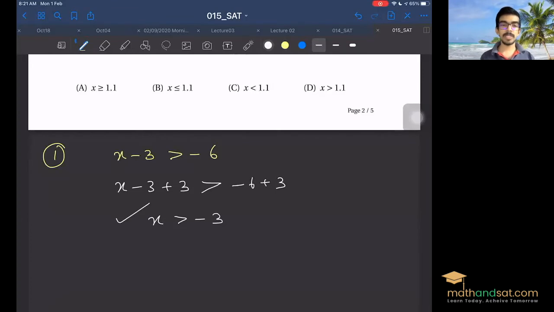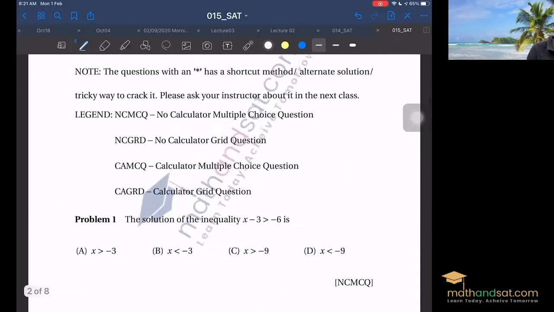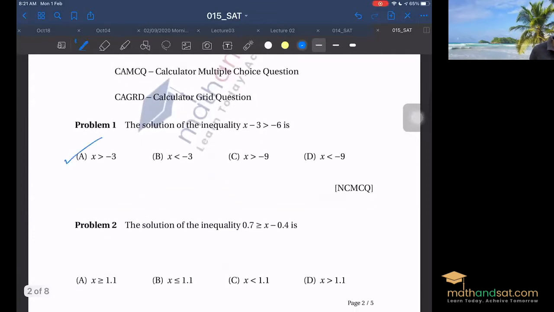Have you tried this question at home? Have you got the answer? Yeah. Okay. So minus 3 is the answer.